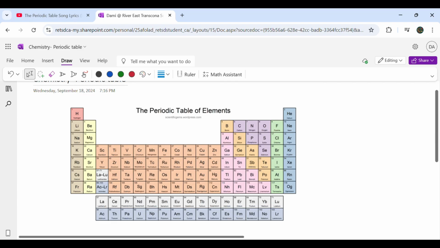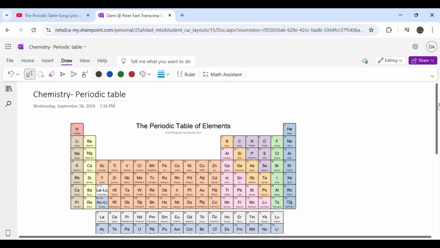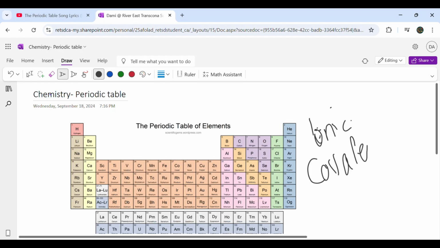So, atoms don't like to be unstable. They want a full outer shell. They want to fill their outer shells. So they bond with other atoms to fill their outer shells. And there are three main types. We have the ionic, covalent, and metallic bond.